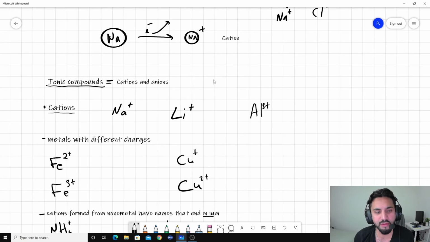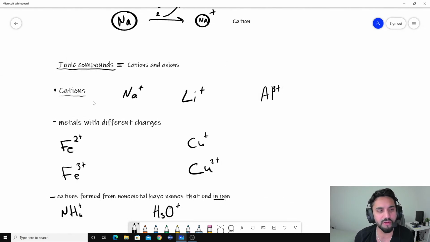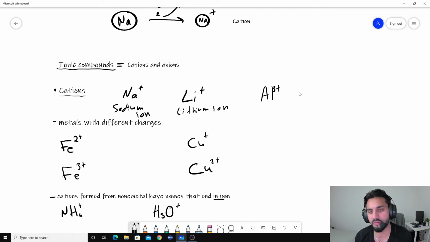To begin naming, let's start with naming cations. How do we name these? To begin with, sodium, we call this a sodium ion. We call this a lithium ion. Notice I have ion at the end of the word because these two have lost an electron, so they become an ion. And this is an aluminum ion.